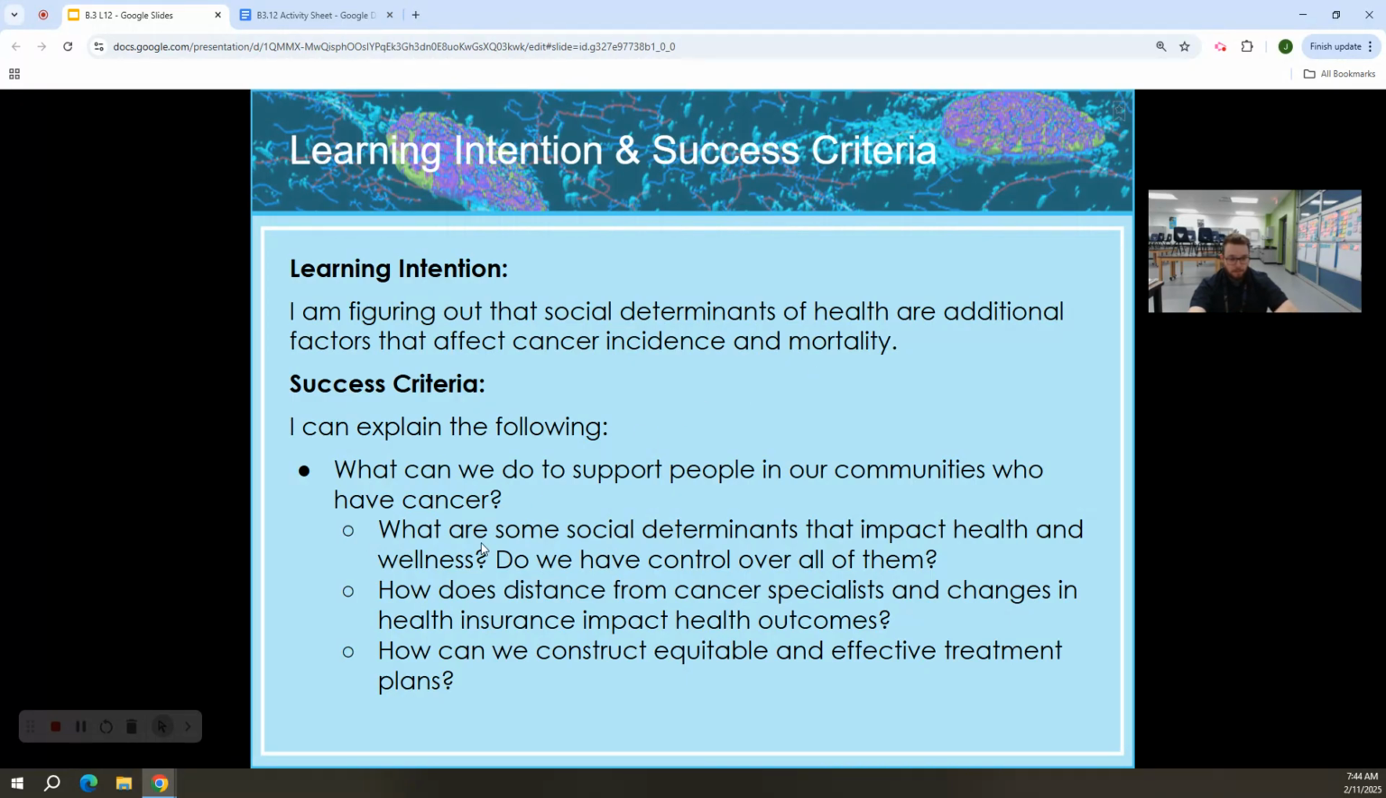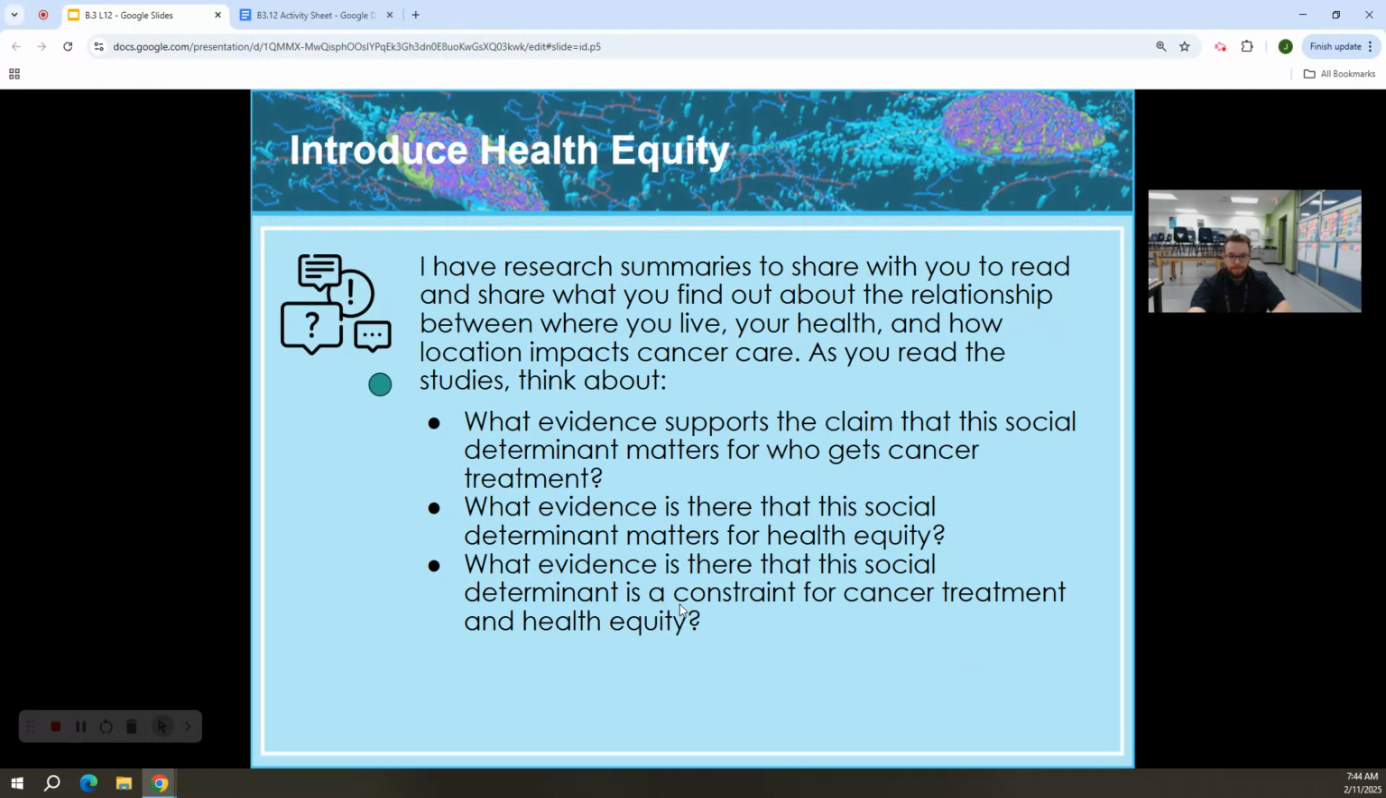By the end of this lesson, we should be able to explain what we can do to support people in our communities who have cancer. Here are the smaller, broken down success criteria. We should know what some of the social determinants that impact health and wellness are, and if we have control over them. Not all of them we will be able to control. How does distance from cancer specialists and changes in health insurance impact health outcomes? How far I live from a specialist and my health insurance impact my ability to be treated for this disease. And then how can we construct equitable and effective treatment plans to address these two? Cool.